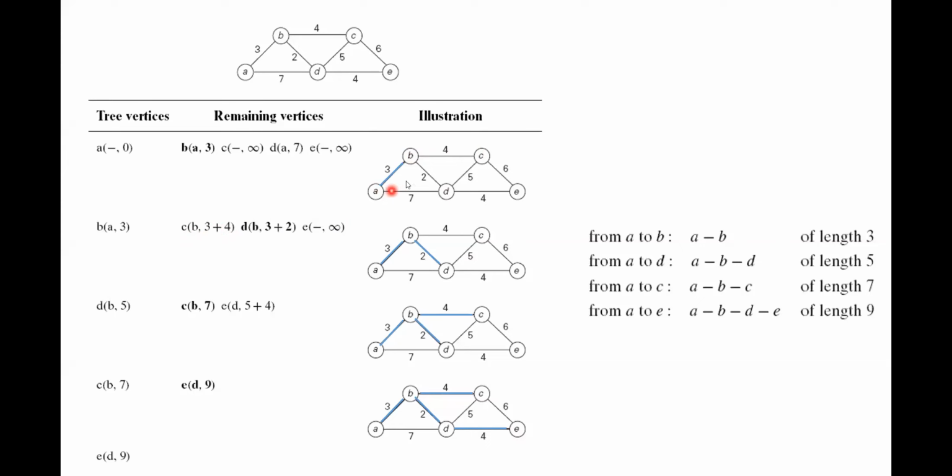From A to B, it is 3. From B to C, it is 4. At this point of time, it is like this. Okay, D. There was a direct connection from A to D with a cost of 7.